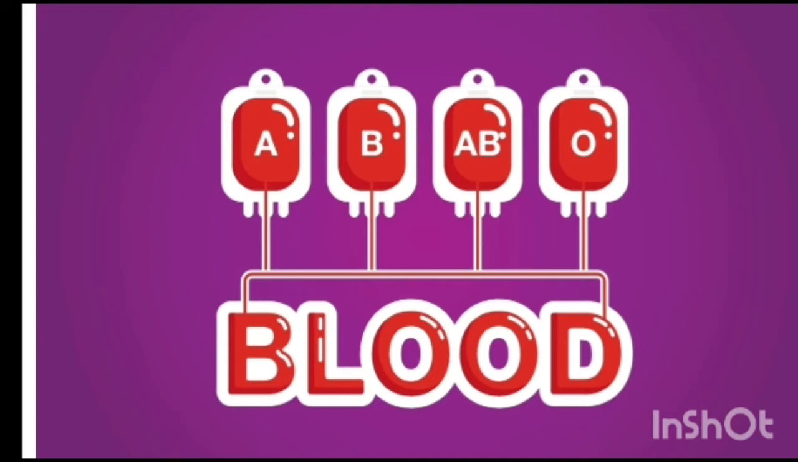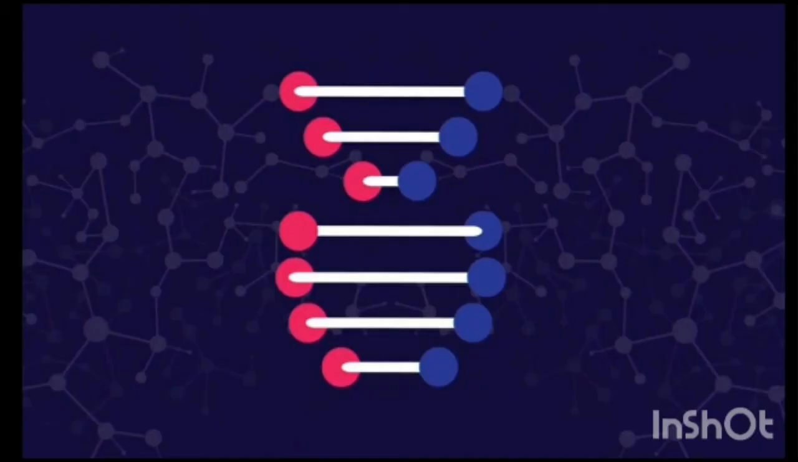For example, here the A blood group. If the rhesus factor is present, then we can call the A blood group A positive, and if the rhesus factor, or the Rh factor, is absent, then we can call it A negative. So basically, the blood group is genetically controlled, so it is inherited from the parents.